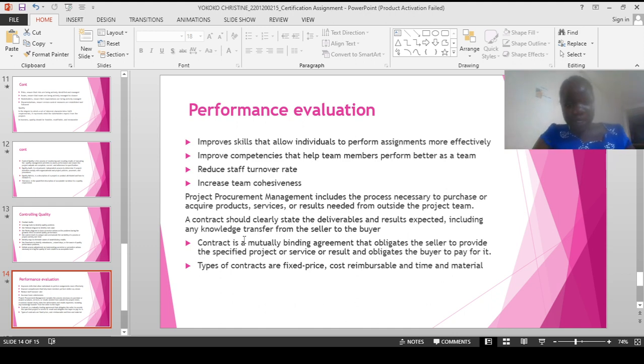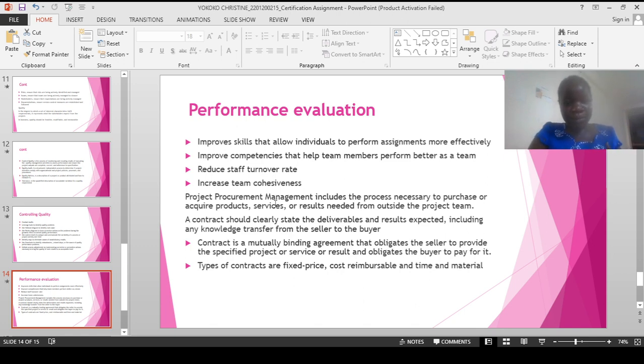To wind up, when we look at the performance evaluation, why should we do that? It improves skills that allow individuals to perform assignments more effectively, and improves competences that help team members perform better as a team. Then it reduces staff turnover. Of course, when there is performance evaluation, staff will be in position to evaluate themselves, hence reducing the rate at which they leave the organization. It also increases team cohesion. Teams will be in position to work together, to stand together in solidarity and to achieve the business goal or organization goal.